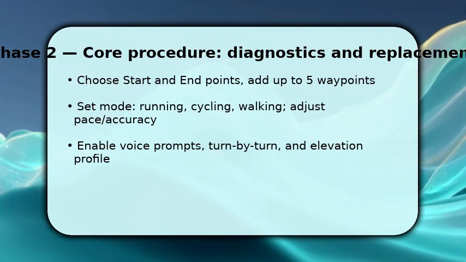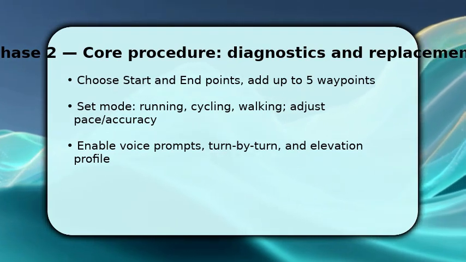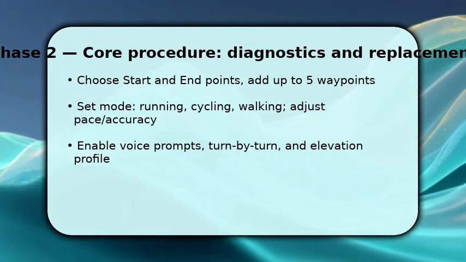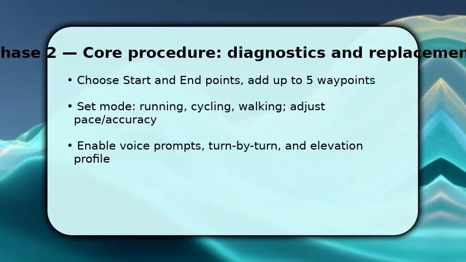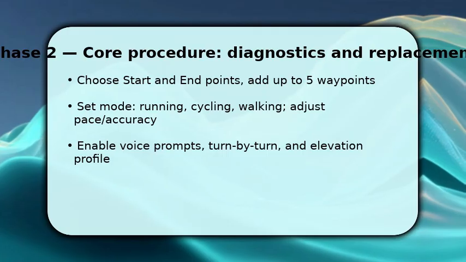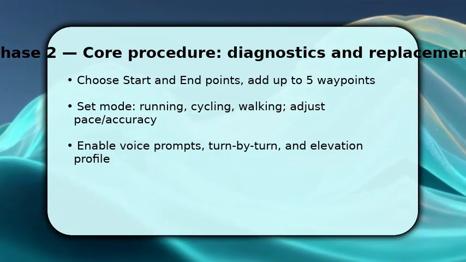Now, plan your route by picking the start, end, and any intermediate waypoints. You can drag points to reshape the path. Make sure to select your activity mode because routing algorithms change. Running versus cycling alters permissible paths.